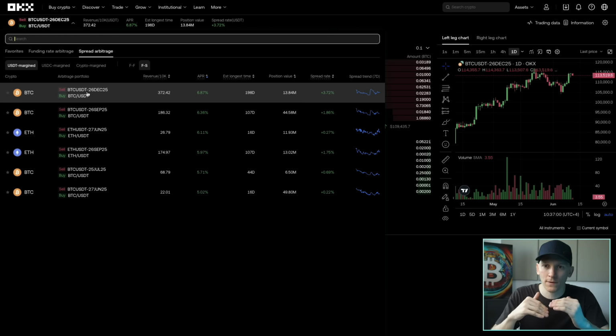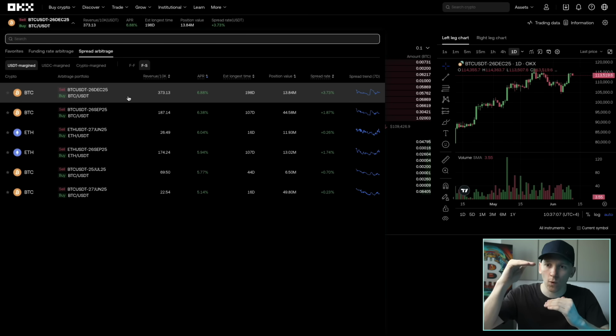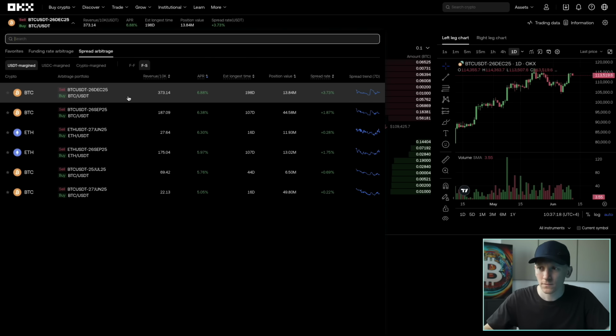So we can buy Bitcoin now, and the market right now is telling us that the December contract is trading at a price above what the spot price is trading now. That's the spread between them. So what we can do is go long in the spot market, immediately sell that exact same amount in the futures market, and that spread is our arbitrage. You can see the spread rate here is 3.73% between the two prices. So that's our arbitrage. And the APR, because this is 6 months, but if you did that for 12 months, the APR would be around 7%, 6.88%.